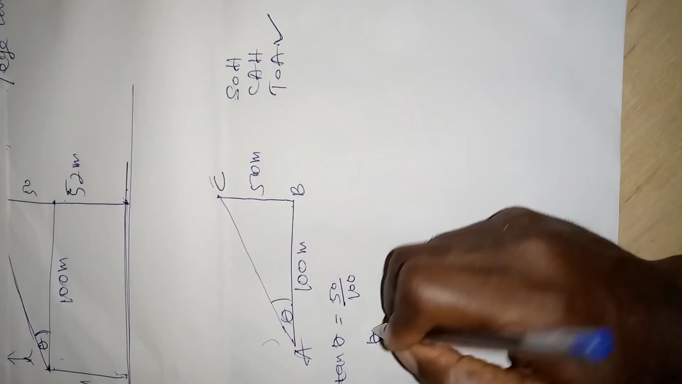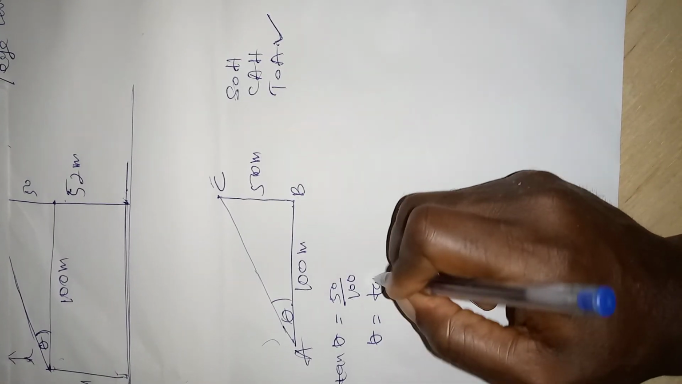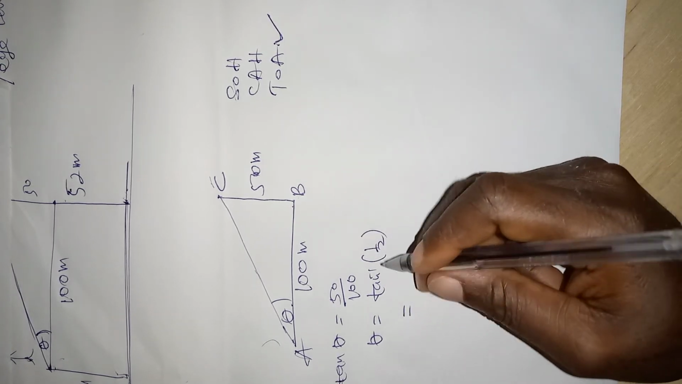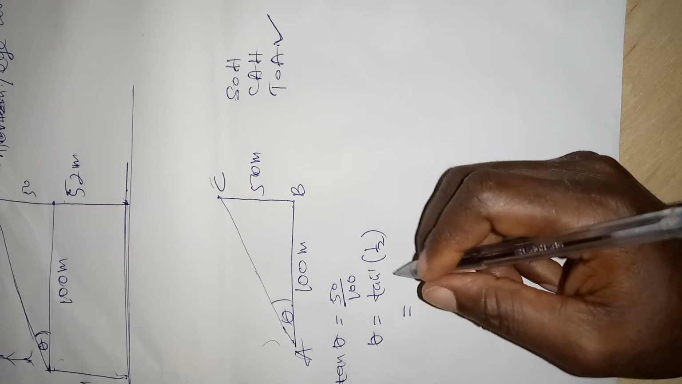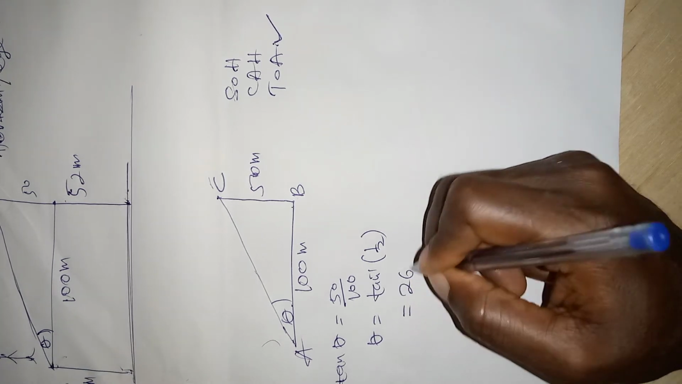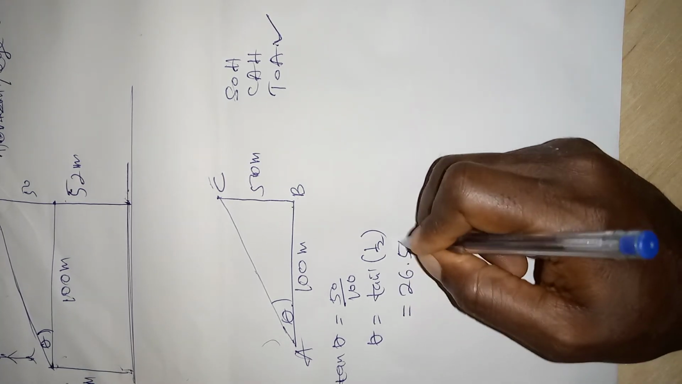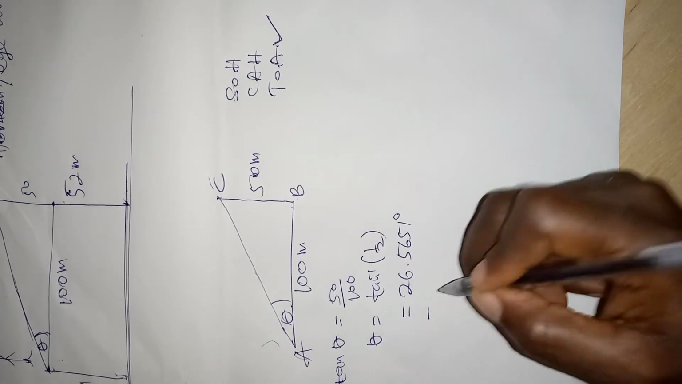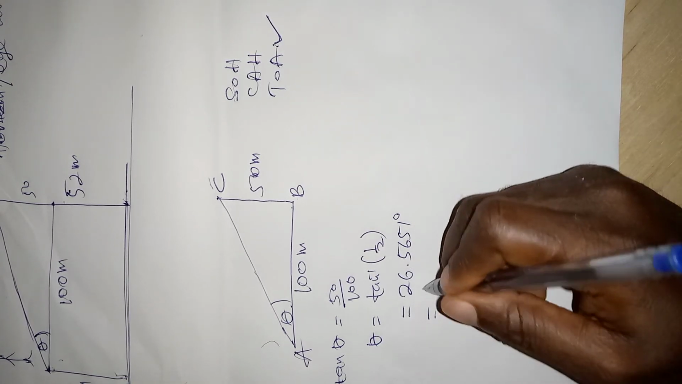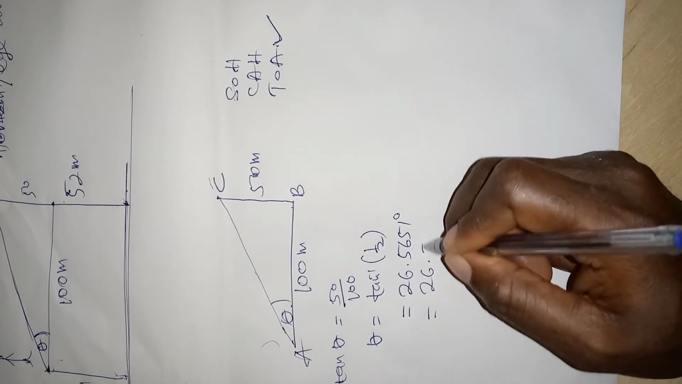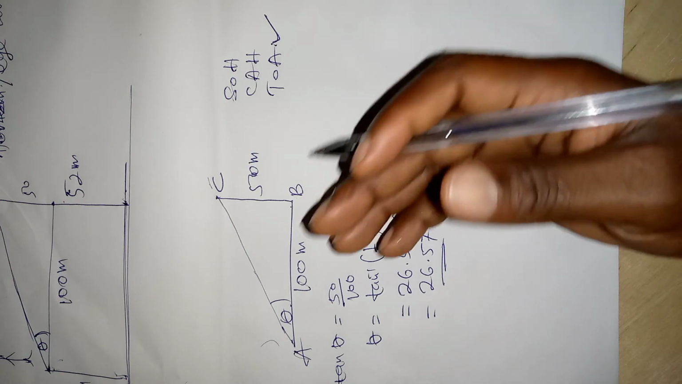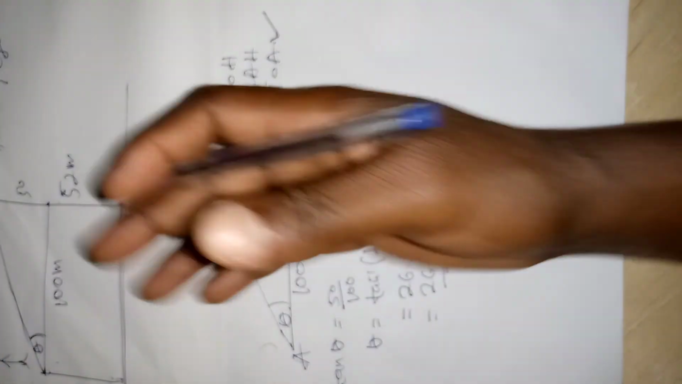So from here we have theta to be tan inverse of half, and this will give us 26.5651 degrees. To 2 decimal places, we have 26.57 degrees. That's by pressing your calculators to compute for the answer.